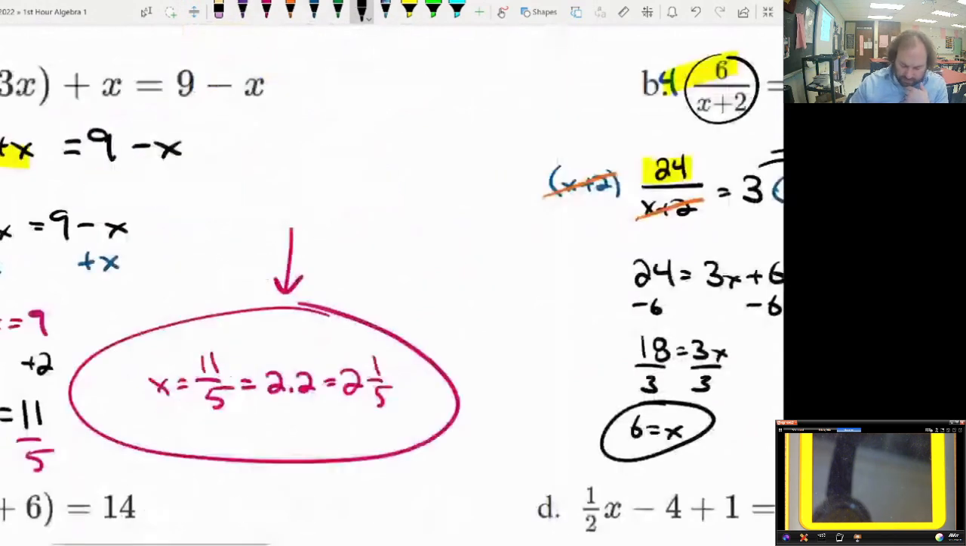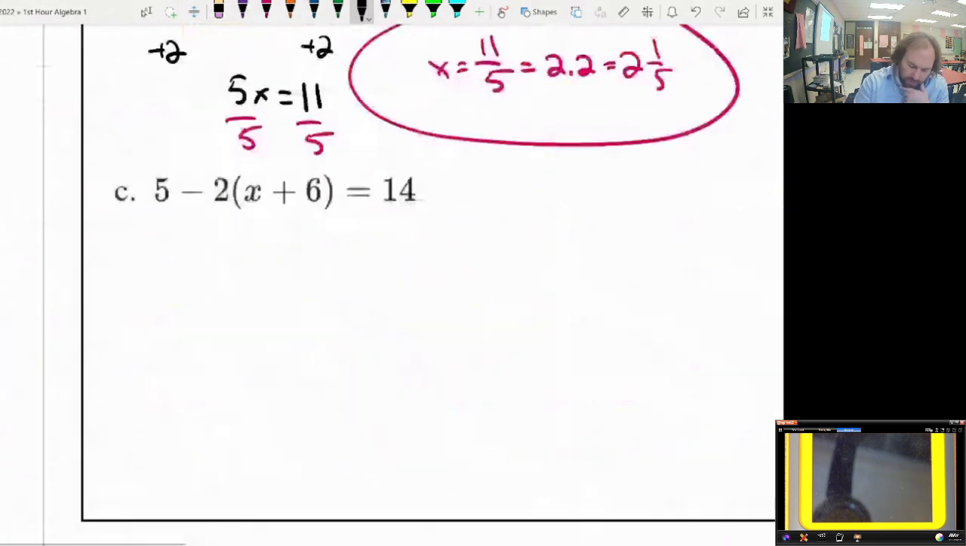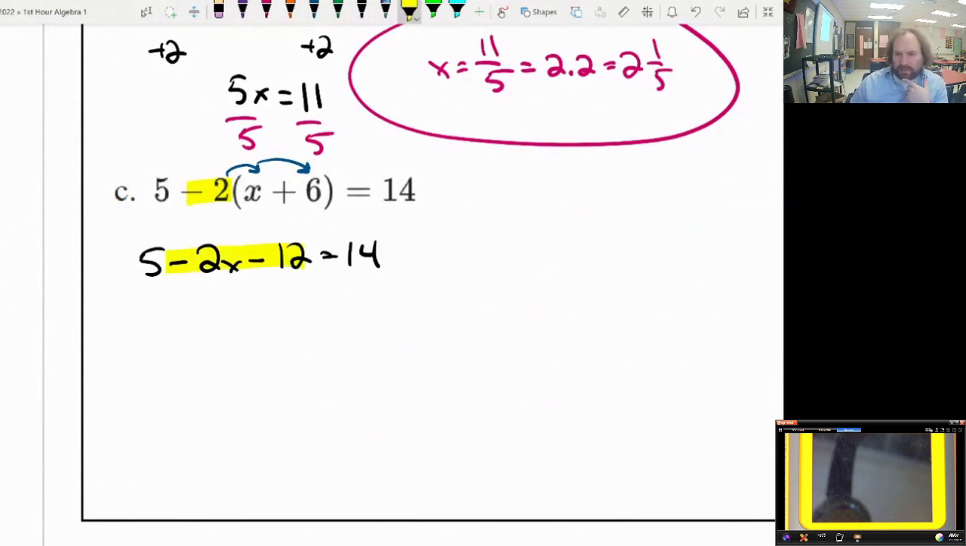Okay, next question. This is a really straightforward one. We're just going to distribute our -2. Be careful. It is -2, so be careful there. That's 5 minus 2x minus 12 equals 14. I would suspect that a lot of mistakes could potentially happen there if you had a plus 12. From here, we're going to combine our like terms of 5 and -12 together. We'll have -2x minus 7 equals 14.